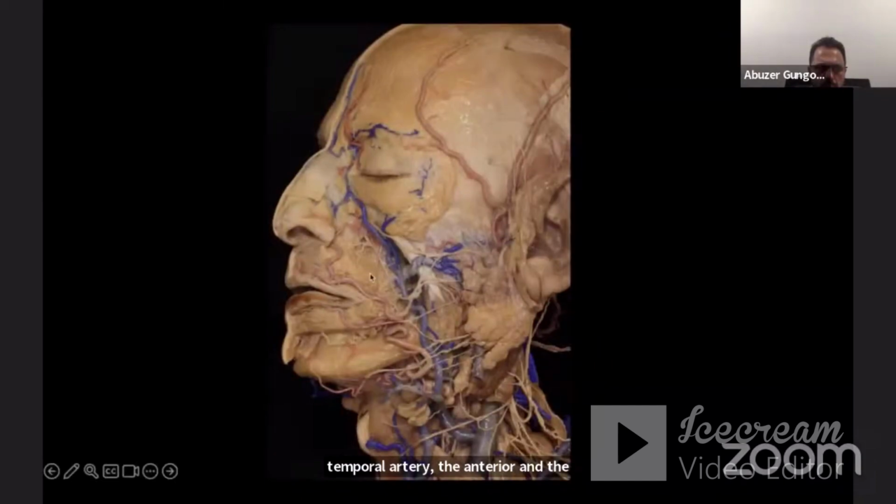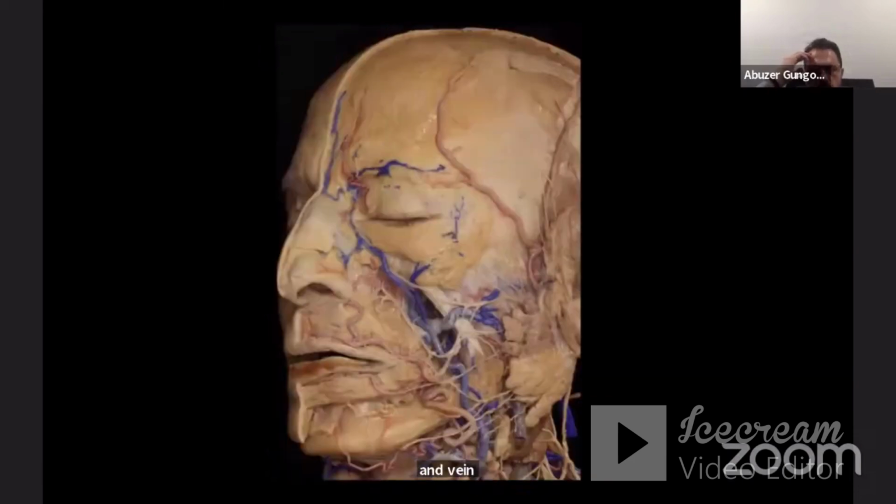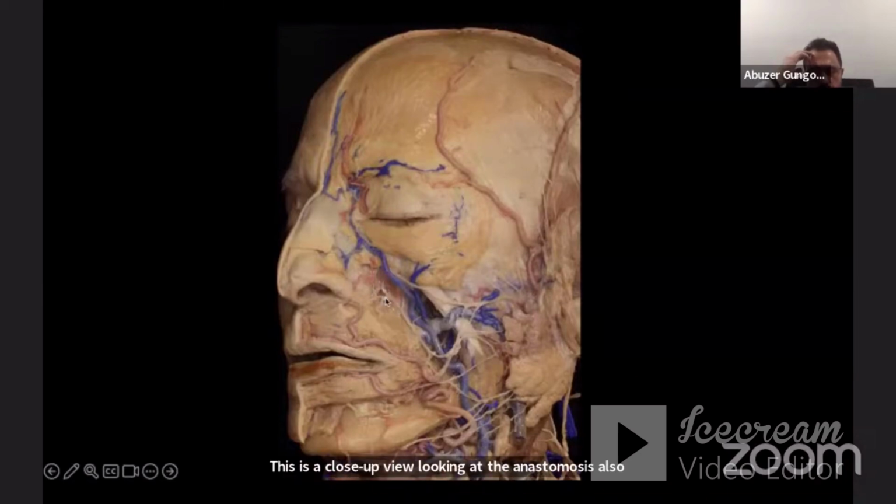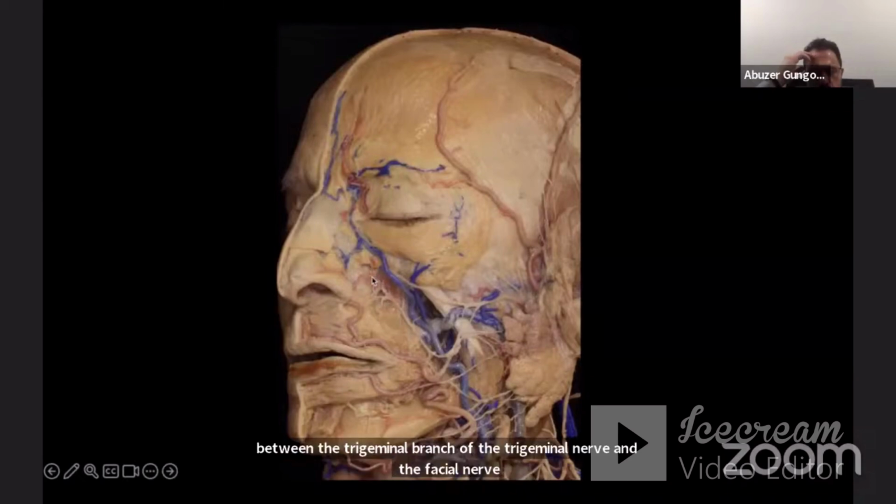We have some deep musculature here in the face that we are looking at, but this is to look at the vascularization through the facial artery and vein and all their branches. This is a close-up view looking at the anastomosis between the trigeminal branches of the trigeminal nerve and the facial nerve. Here, the infraorbital nerve anastomoses with some branches of the facial nerve.